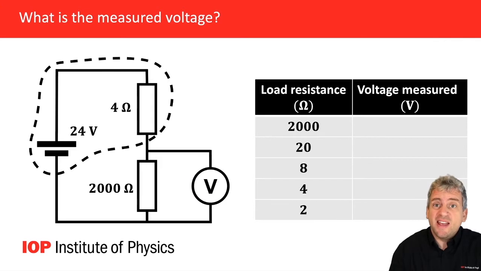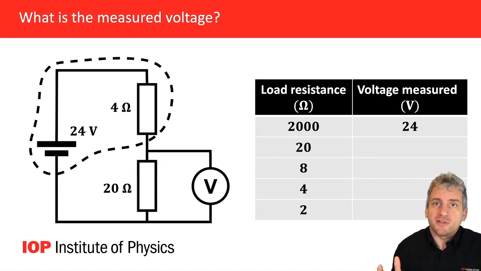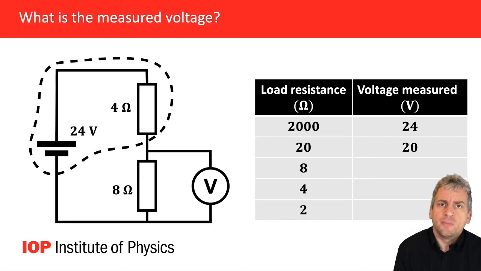Okay, and the answer is approximately 24 volts. We're going to get most of the electromotive force as the potential difference measured on the load. So we've already done this one. We get 20 volts if we've got a 20 ohm resistance as our load resistor. What about if you have 8 ohms? Pause if you need to.